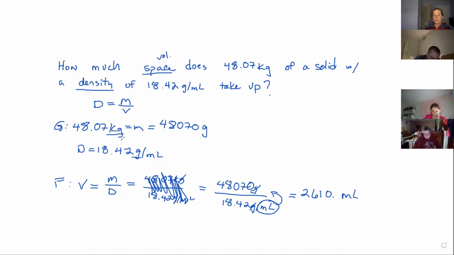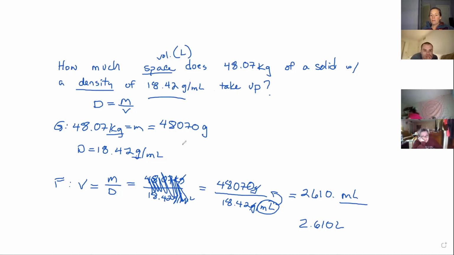So yes, make sure your units are matching up. If the problem doesn't explicitly say what unit it wants it in, just give it the unit that it pops out in. So it popped out in milliliters. But let's say the problem instead said how much space in volume in liters. If it wanted us to convert it to liters, we could move the decimal back 3 spots, and it would be 2.610 liters. Which isn't a very big volume, right? 2.5 liters roughly. So it's not a huge amount of space. Why isn't it that big of a space? Because this thing is like super dense, right? So a decent amount of kilograms of it isn't going to take up a huge space.